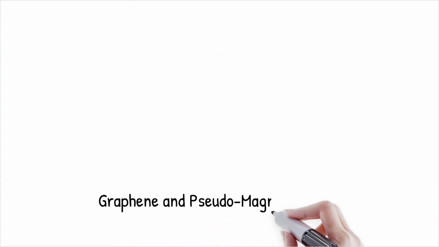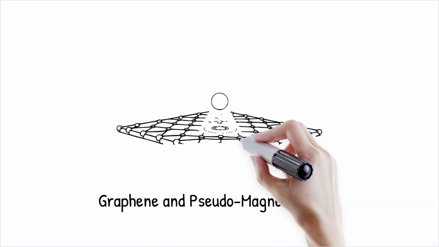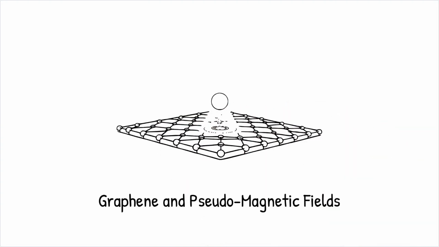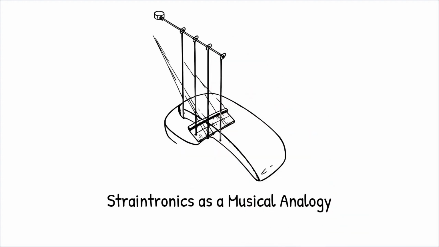Example: applying strain to graphene generates pseudomagnetic fields that can create localized quantum states, altering the material's electrical conductivity. Analogy: straintronics is like tuning a musical instrument. Stretching or compressing a string changes its pitch, just as strain modifies the notes of a material's electronic properties.